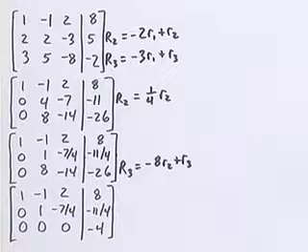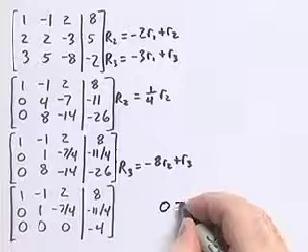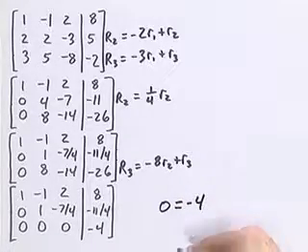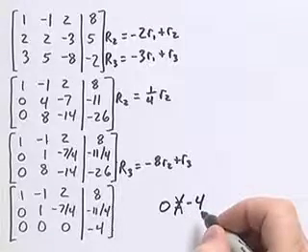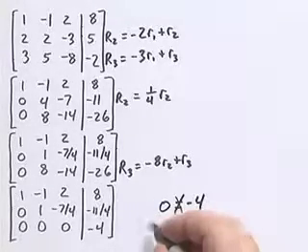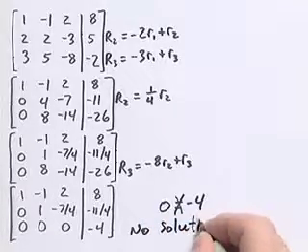Now at this point, we notice that this last row gives us the equation 0 is equal to negative 4. Well, 0 is not equal to negative 4, so this is a false statement or a contradiction, which means that this system has no solution. Or we'd say that the system is inconsistent.